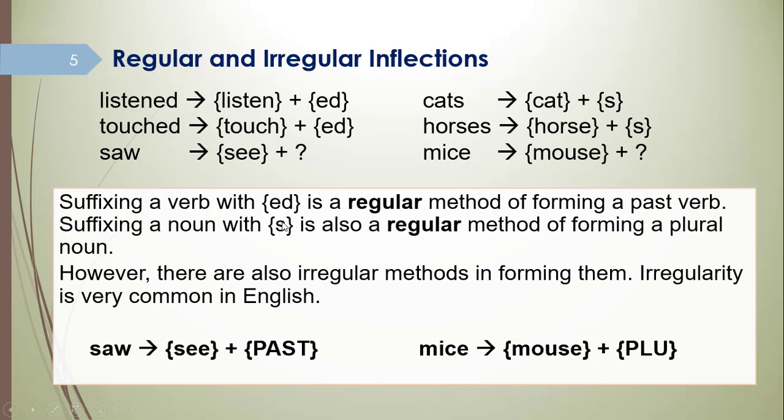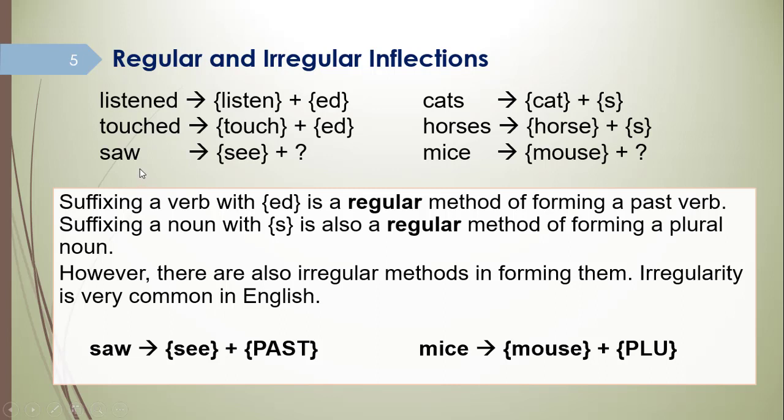Suffixing a verb with ed is a regular method of forming a past verb. And also, suffixing a noun with s is a regular method of forming a plural noun. However, there are also irregular methods in forming them. Irregularity is very common in English. So, I believe that you have found various types of irregular nouns or irregular verbs.